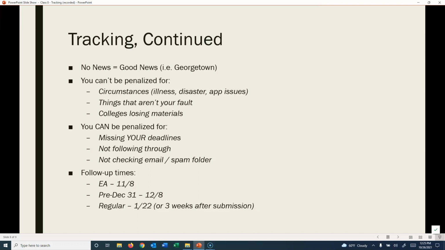Follow-up times would be this. Again, for early action, I'd say a week after the deadline. For a college with a December 1 deadline or anything pre-December 31st, I'd say, again, about a week. So let's say just about December 8th. And for regular decision, because that's the biggest volume overall, I would say give it about 3 weeks after the submission. Okay? So even if your portal is showing that something's missing, give it a week. Again, it's perfectly okay. You can't be penalized if something's missing.